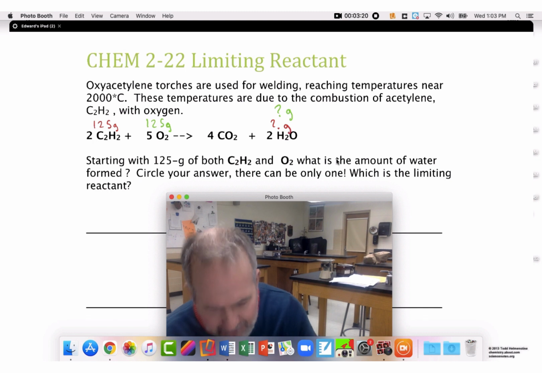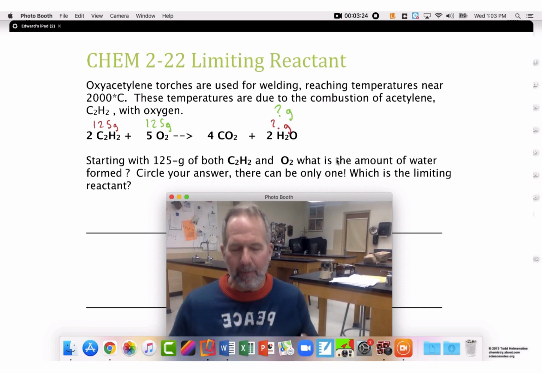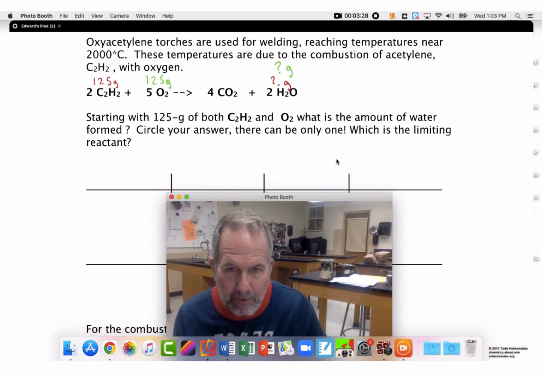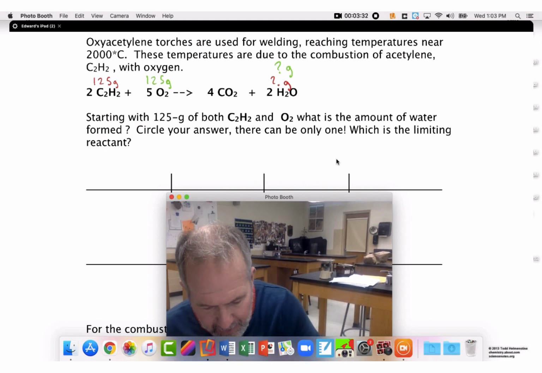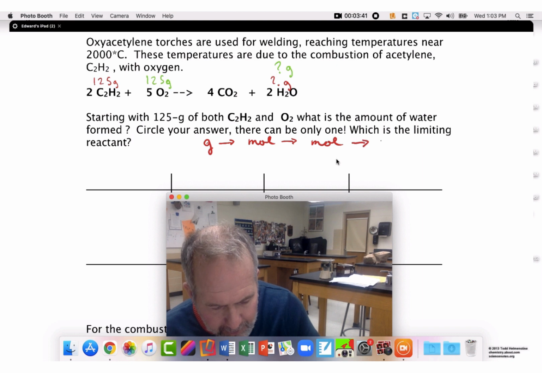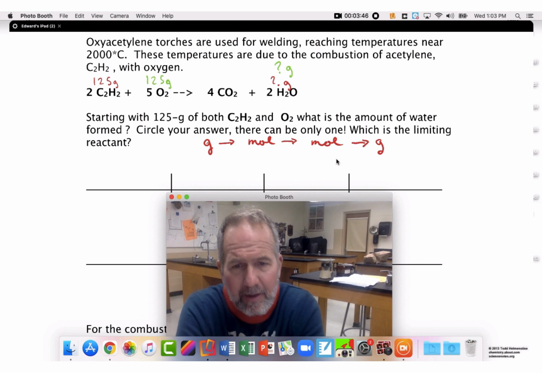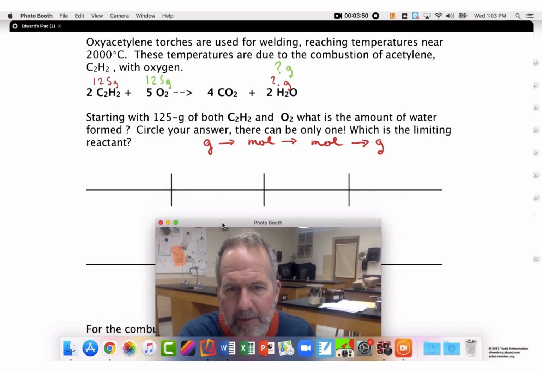I mean, it's both the same. You wouldn't have to write that once. It wouldn't matter, right? Okay. So we have grams, and we're trying to find grams. So the maps in both cases are going to be grams to moles to moles to grams. That's our pattern, right? We have to follow that pattern. All right, let's start off with the acetylene.